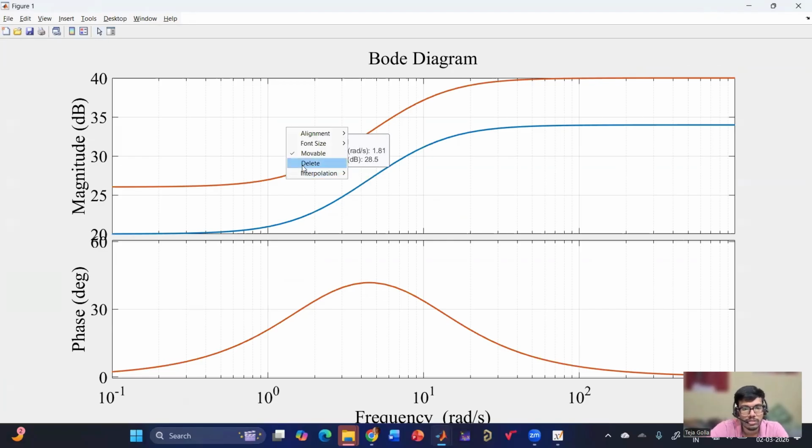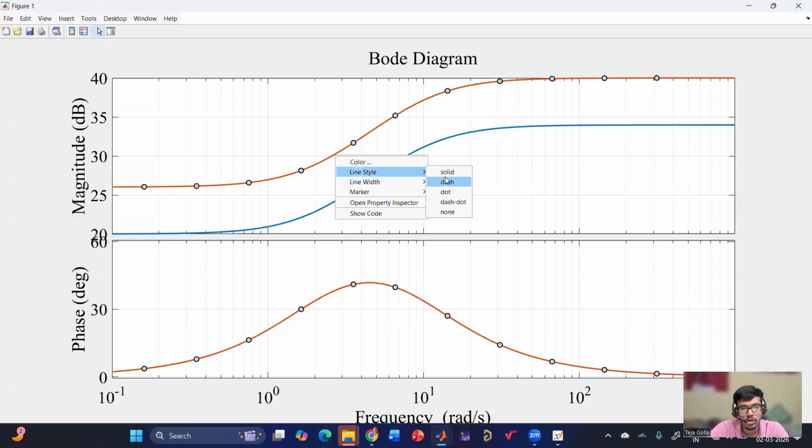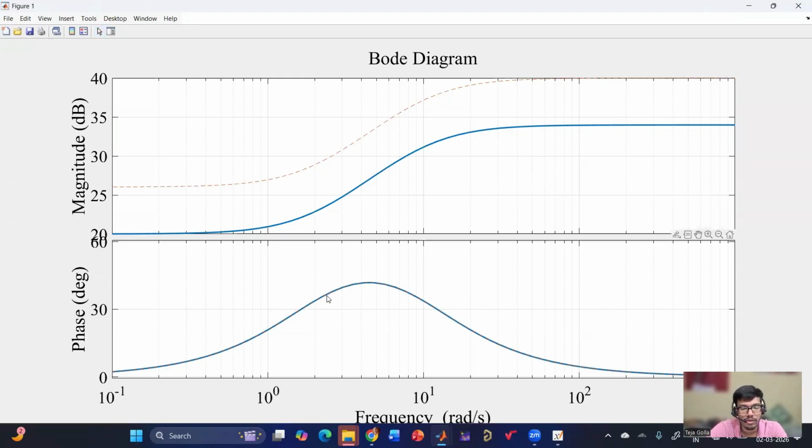Let me first remove this. I use the orange, and I use line style to be dash. So if you see, sorry, the phase remains same. If I am increasing the gain, what will happen? The plot will move up, but the phase remains same. In both the cases, phase will remain same, but using K, I can shift the magnitude plot up or down.